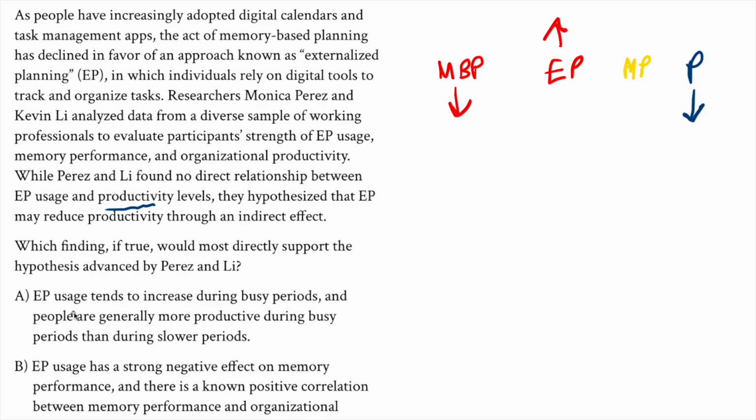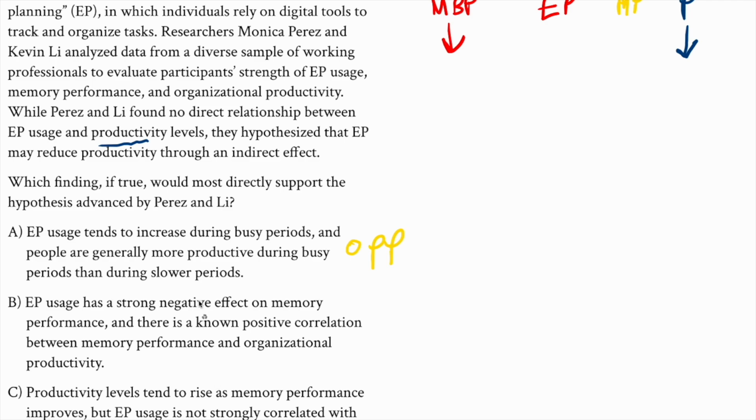A says that EP usage tends to increase during busy periods and people are generally more productive during busy periods than during slow periods. Well, the problem with that is that if EP usage increases during busy periods and people are more productive during busy periods, here we would expect productivity to go up. And so this is going to do the opposite of what we want. It would not support their hypothesis. It would suggest that the opposite relationship holds. So it's not going to be A.